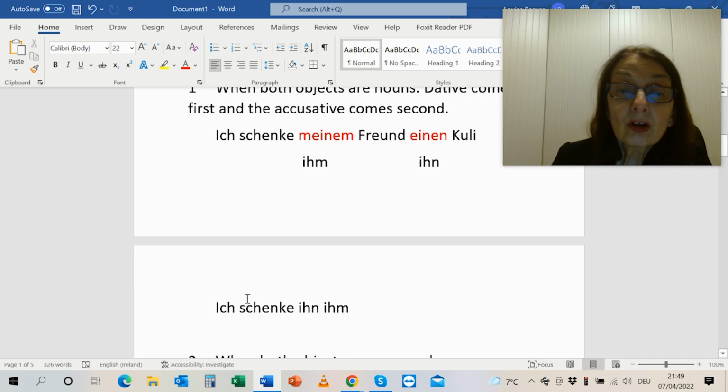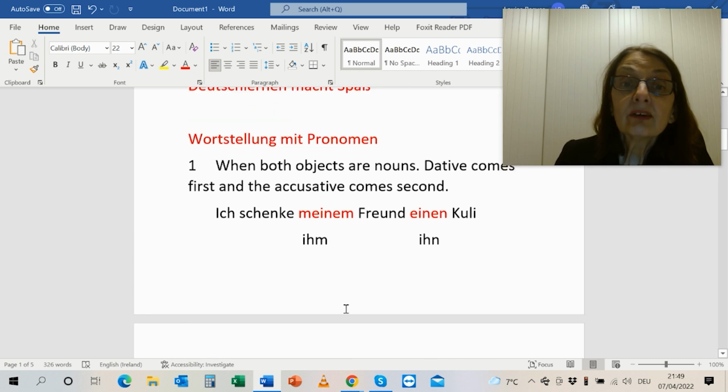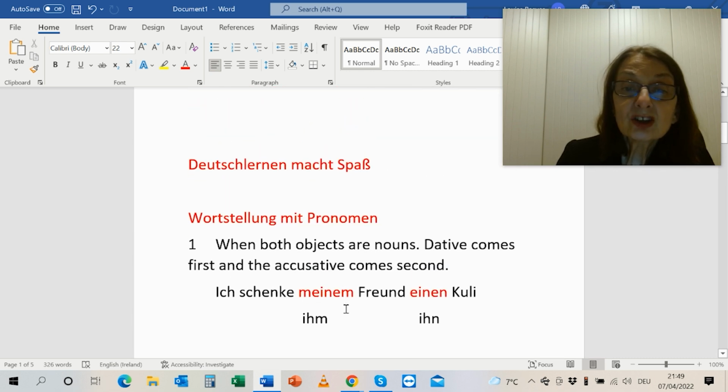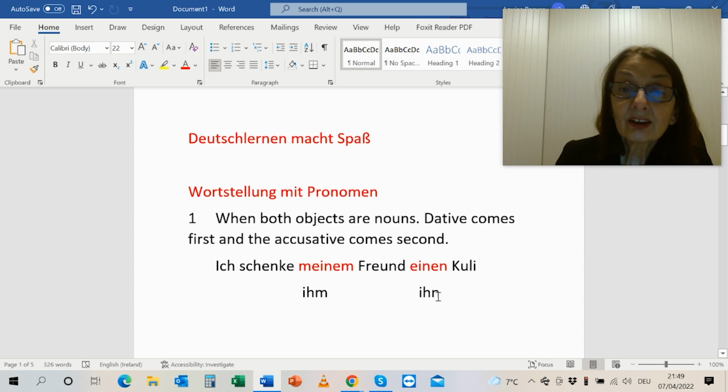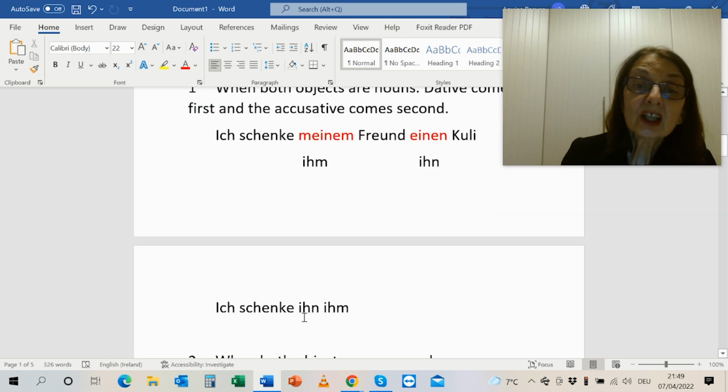And the correct word order, which is rule number 1, you put the accusative first and the dative second. So ich schenke ihn, ihm. So that sounds the same as in English. I give it to him. As opposed to the noun, when you see it, ich schenke meinem Freund einen Kuli, the dative comes first. I give to my friend a biro, which sounds wrong in English, and which it is, but in German it doesn't. But again, this sounds wrong here, completely wrong in German, so you have to swap it around again. So ich schenke ihn, ihm, when the accusative comes first and the dative comes second.